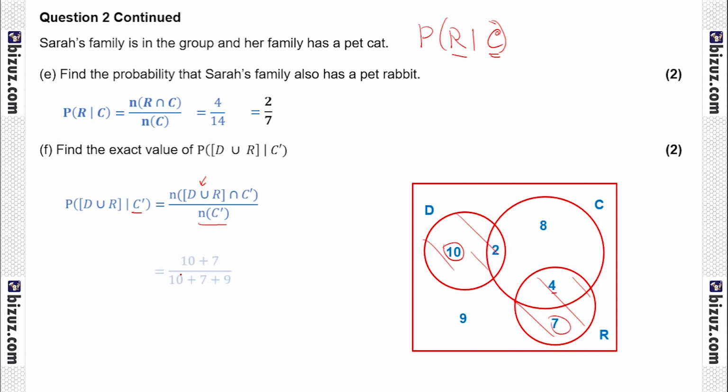So 10 plus 7 is going to be in the numerator, and in the denominator, it's the sum of all the numbers that are outside C. So 10 plus 7 plus 9. We also have 9 here. So 10 plus 7 plus 9. So this is going to give us a final answer of 17 by 26.